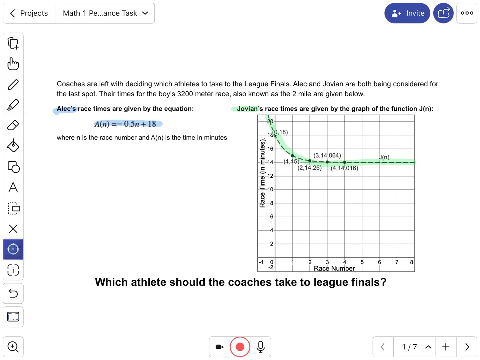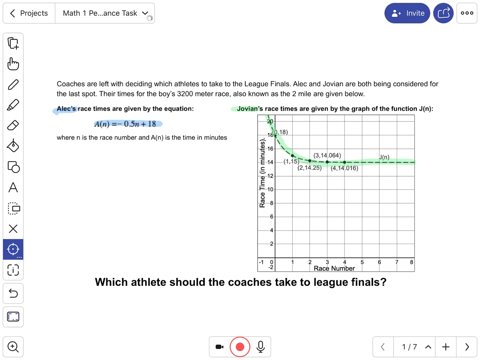It's determined by an equation. So here Jovian has a graph. You have to determine his race time by the graph, and Alec's race time is given by this equation, where n is the number of minutes. So if you plug in 1 minute, you're going to have to multiply this 0.5 times n, which is 1, let's say, or 2 minutes is negative 0.5 times 2, and then plus the 18. So that's an equation how to determine what his race time is.